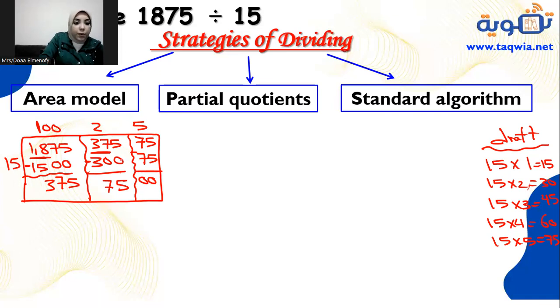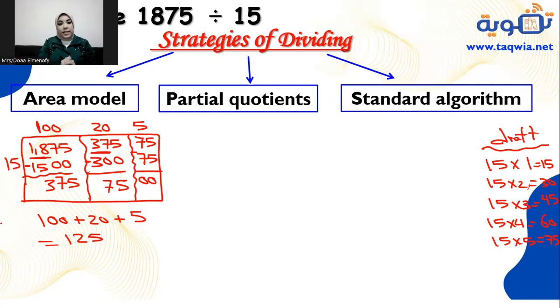Sorry, here when we put 0, we have to put 0 up. We forgot this. You have to remind me next time. So here, when we put 0 down, we have to put 0 up. Okay, now we have to add the quotients. So 100 plus 20 plus 5. So here, the quotient is 125, and there is no remainder. The remainder here is 0.